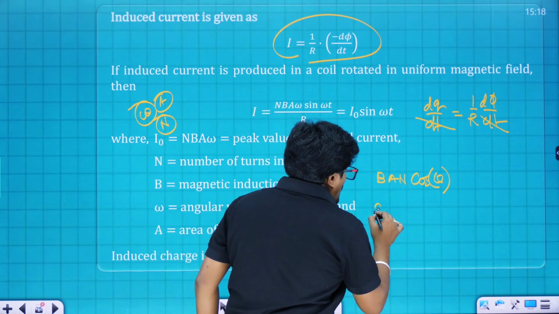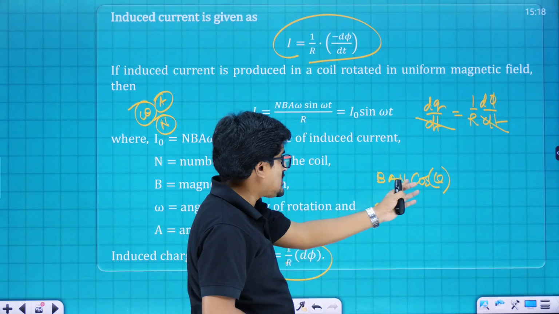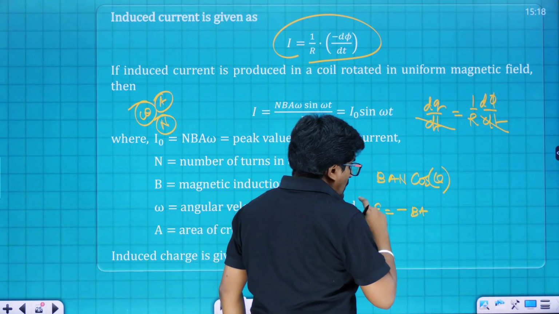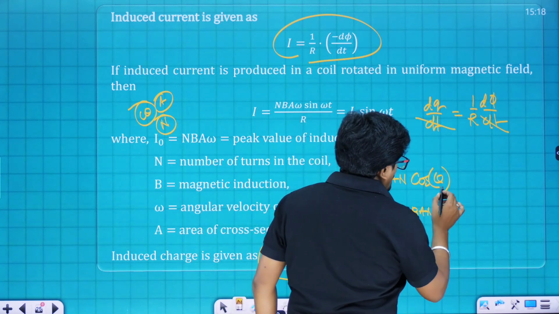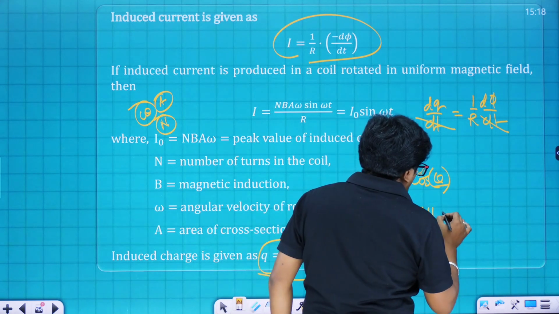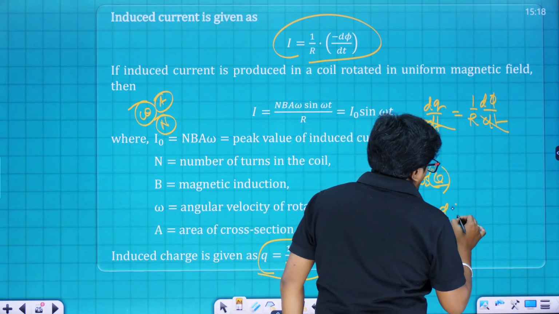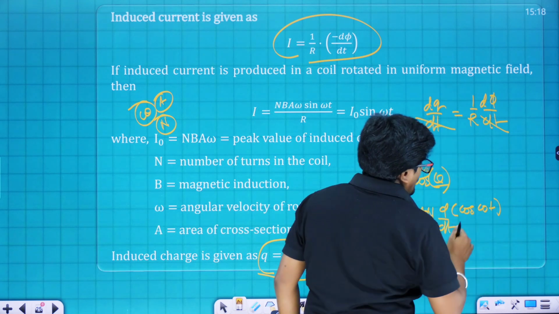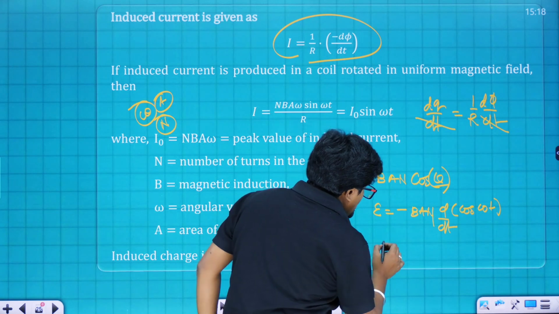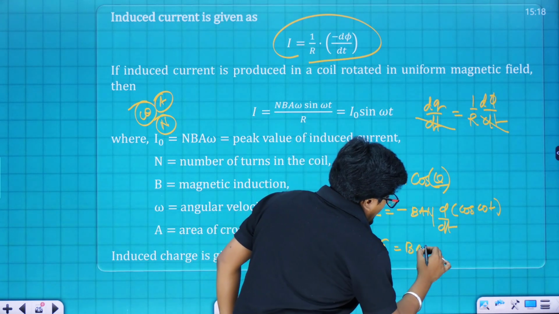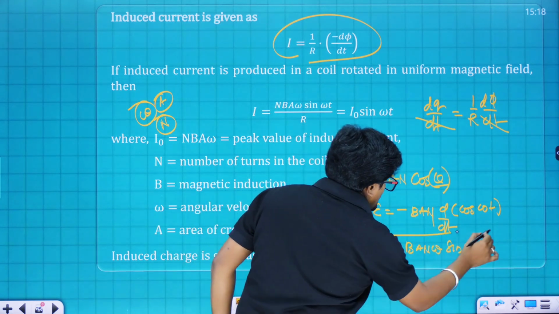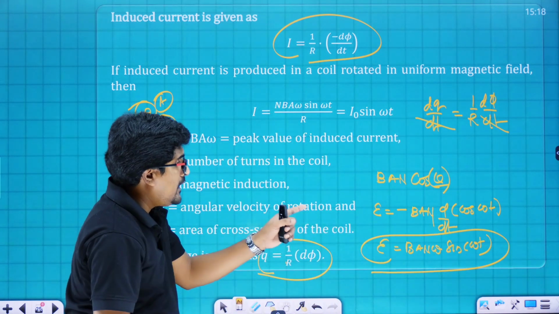Now in this case, if you want to calculate the induced EMF, it's going to be the differential of this, so that is going to be minus of BAN into cos of theta. Theta can be omega t, isn't it? So here this is going to be d by dt of cos omega t. Differential of cos omega t is going to be minus sin omega t into omega. So the induced EMF you are going to get as BAN omega into sin of omega t. So the induced EMF is going to be BAN omega sin omega t.